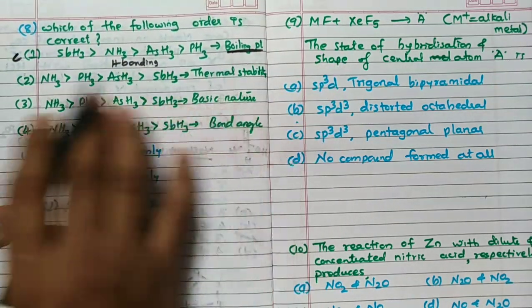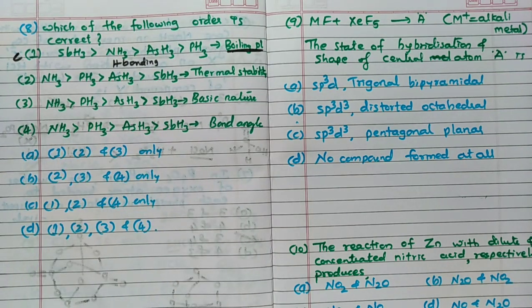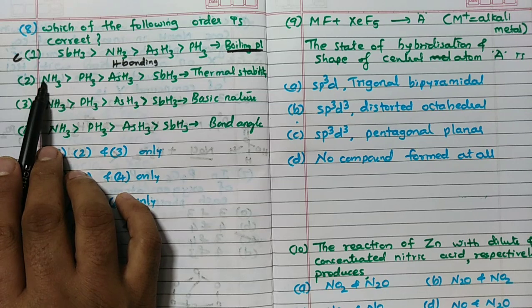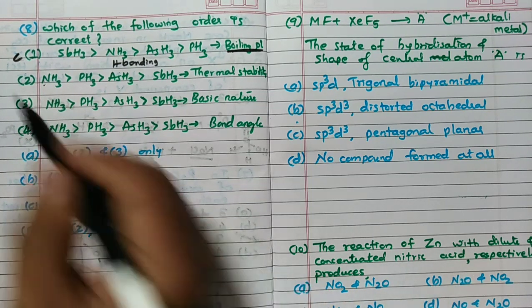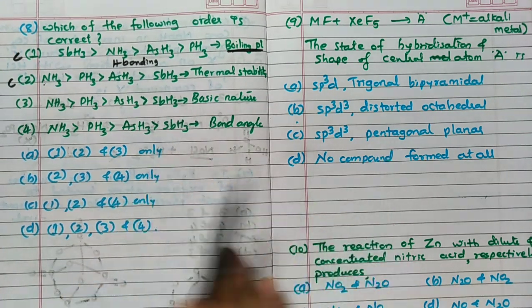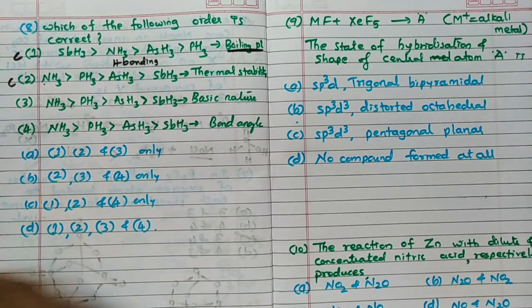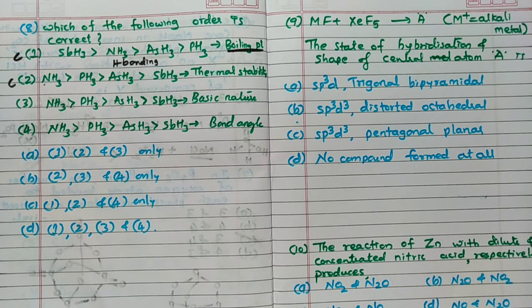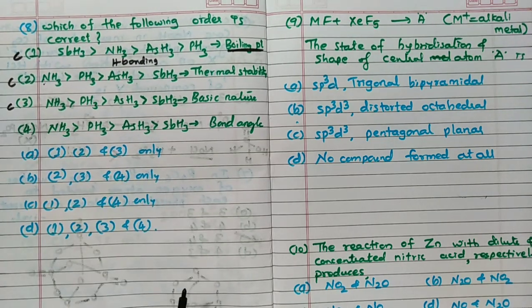Second, thermal stability down the group: they have given NH3, PH3, AsH3, SbH3 decreases. That is true because N is a smaller element, hence bond strength will be more and thermal stability will be more. This is also a correct statement. Then you can see the Lewis basic nature here: nitrogen, phosphorus, arsenic and antimony. Down the group, remember, size increases, hence the ability to donate the electron pair decreases. The smaller the size, the higher the basic nature. So this is also a correct statement.